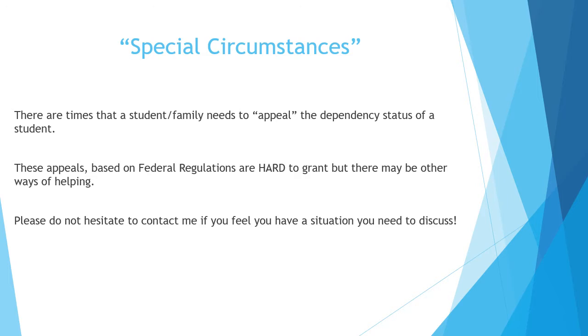Now, there are some special circumstances where we are able to do what's called a dependency status or dependency override appeal for a student. These are usually for more extreme circumstances, so if there's an issue of abuse in the household, and generally the guidance is it would be unsafe for the student to get that information from the parent. There's a fairly in-depth process where the student has to document the situation in order for us to override that requirement to have parent information included on the FAFSA.